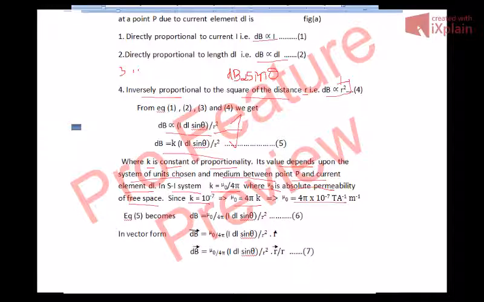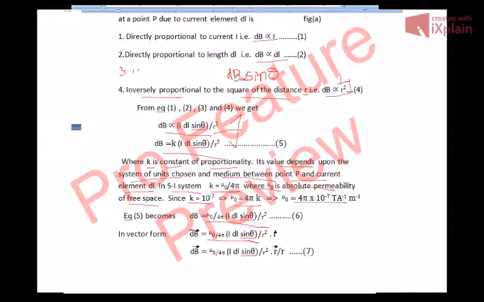So when we substitute the values, equation 5 becomes dB is equal to mu naught upon 4 pi, I dl sine theta by r square. This is in vector form. So you can substitute these values in equation first.